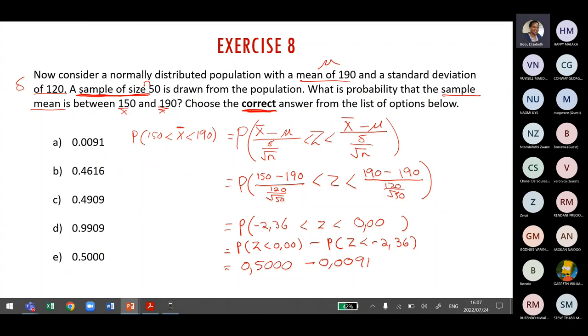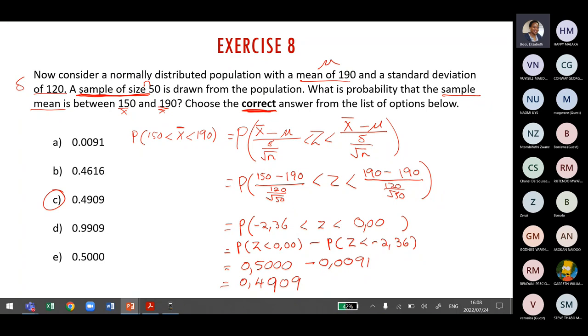What is the answer? It's 0.4909. Yes, which is option number C.